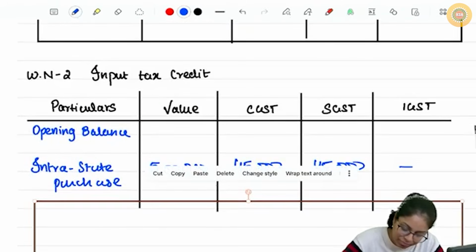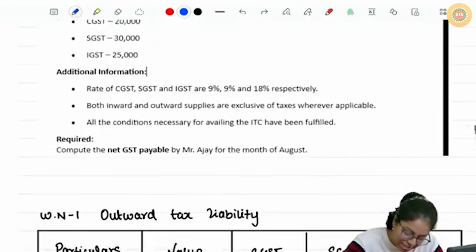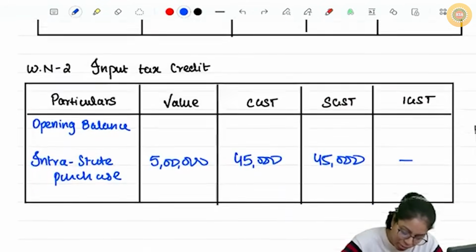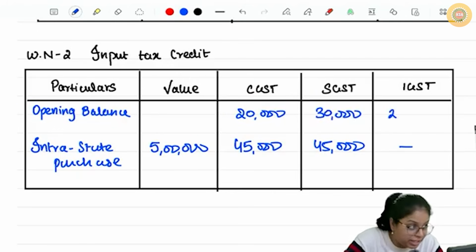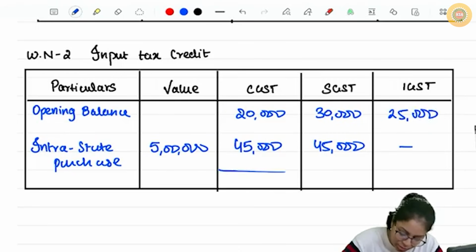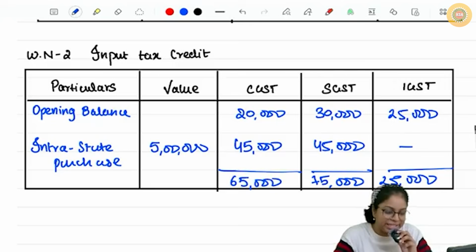Opening balance, I'm sorry. The opening balance is given in the question. What is the opening balance, guys? Opening balance is 20,000, 30,000, 25,000 respectively. What is the total? 65,000 and 75,000, and 25,000. So this is the total of ITC, correct?